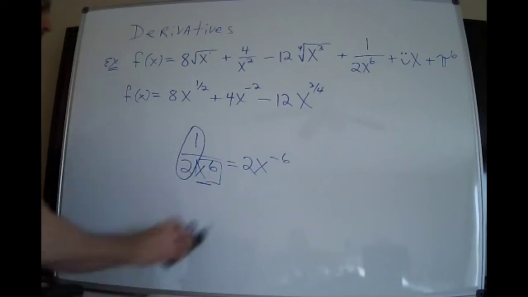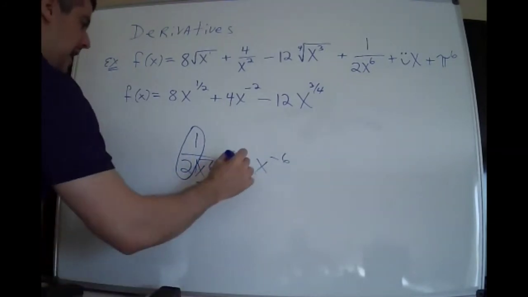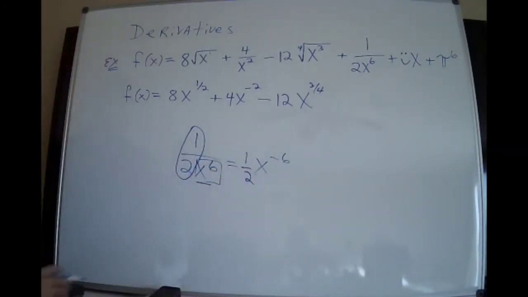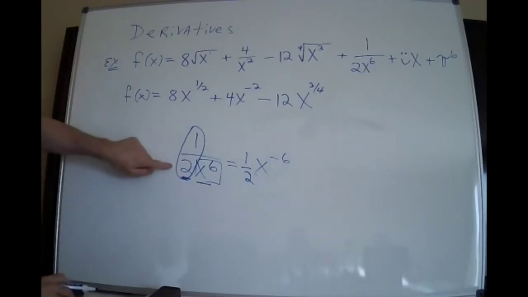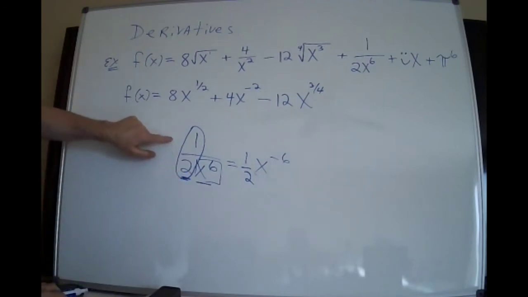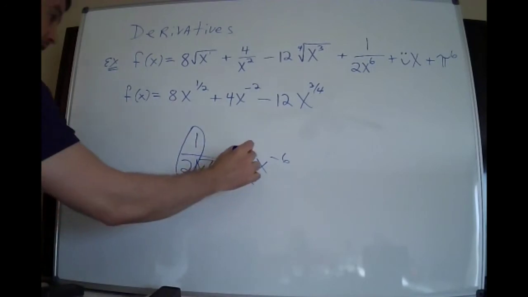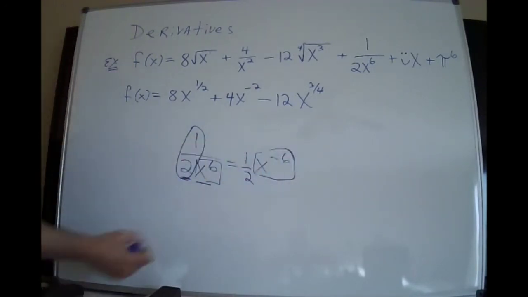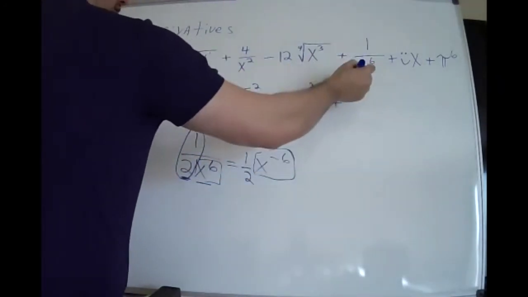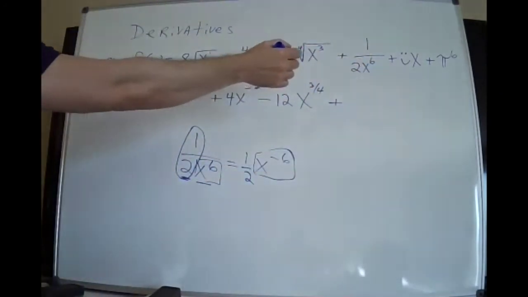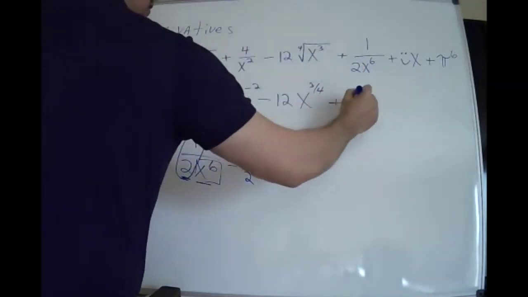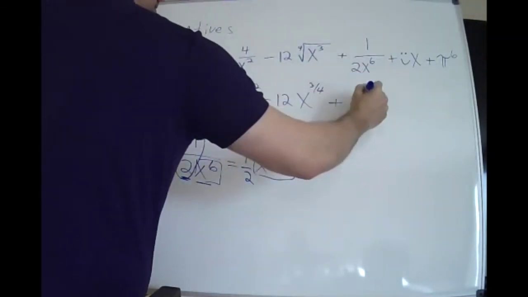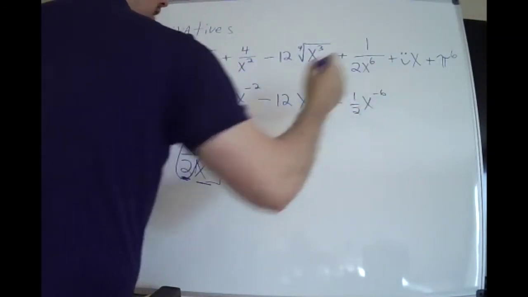So who you move here is this dude. He comes up. So you have to leave that 1/2 there. This 2 has to stay on the bottom. You can't move this up. It becomes a different number. But the x to the 6th on the bottom can come upstairs as x to the -6. So here, this is a trick question. You're going to have this on your test, I promise. So 1/2 has to stay. x^6 is what comes up as x^-6.